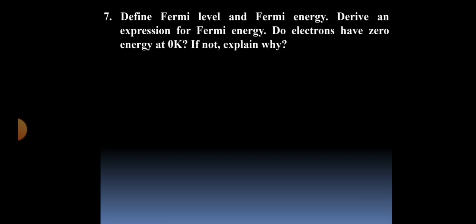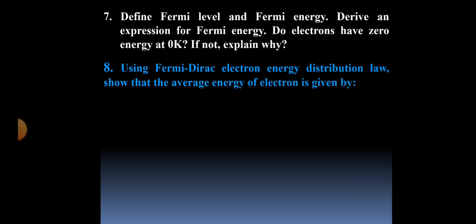This question is asked again and again in your exams, and it is also important while solving your numericals. Question number 7, define Fermi level and Fermi energy. Derive an expression for Fermi energy. Do electrons have zero energy at 0 Kelvin? If not, explain why. So at 0 Kelvin, there is a level below which all energy levels are filled and above which all energy levels are empty. This level is called the Fermi level, and energy corresponding to this level is called Fermi energy.